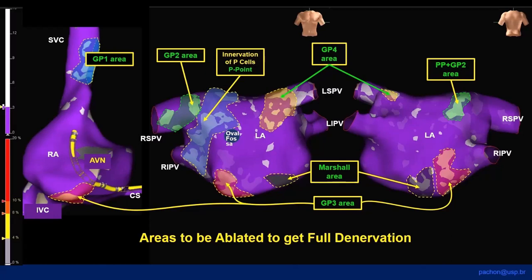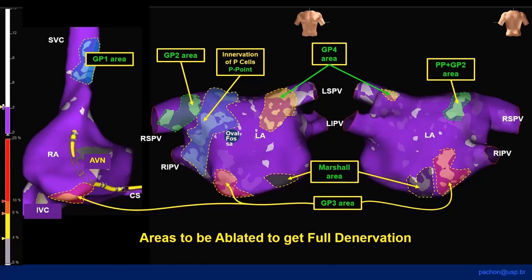The most important denervation point is called the P point, because it gives origin to most of the innervation of the P cells and of the sinus node. It is located in the left interatrial septum between the insertion of the right pulmonary veins, roof of the left atrium, and fossa ovalis. The GP2 area is usually located at the insertion of the right superior pulmonary vein.